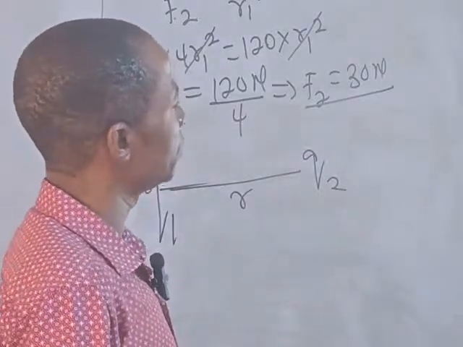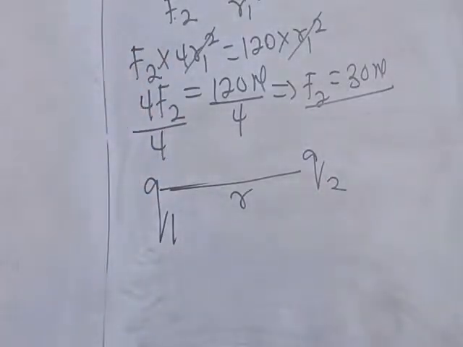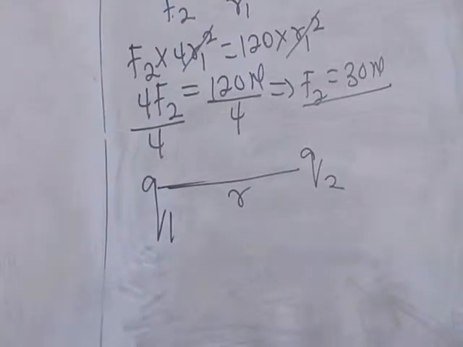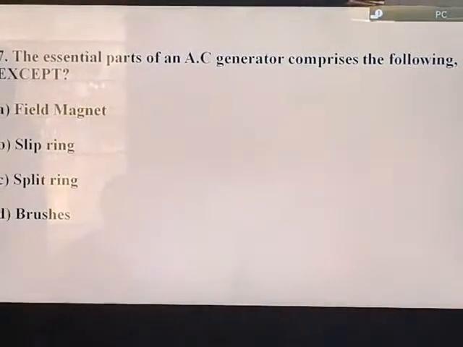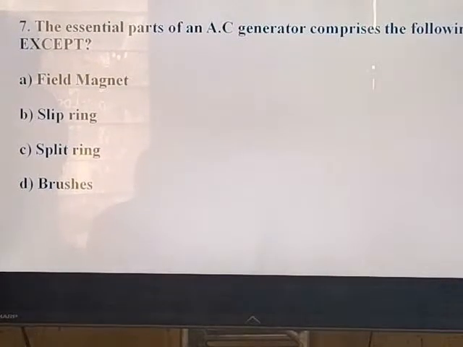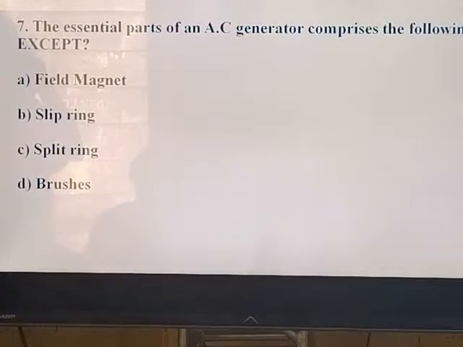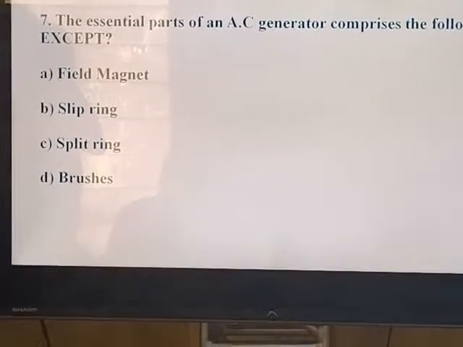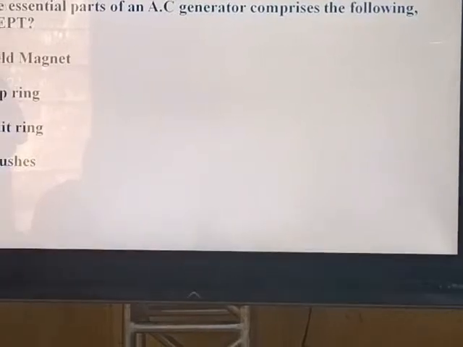Let's go to number 7 now. Number 7 says the essential parts of an AC generator, that's alternating current generator, comprise the following, except. So the question is asking us, which of these components is not present in an AC generator? A, field magnet. Every generator, be it AC or DC, possesses field magnets. Option B, slip ring. An AC generator possesses slip rings. Option D, brushes. It also possesses brushes.